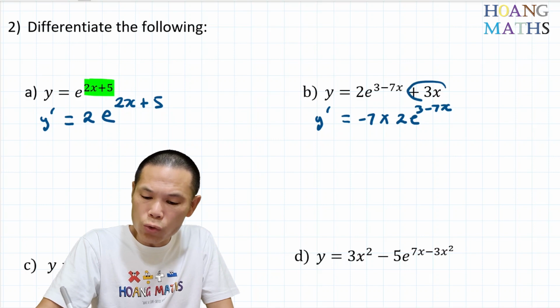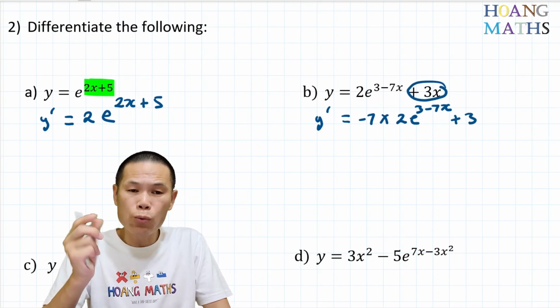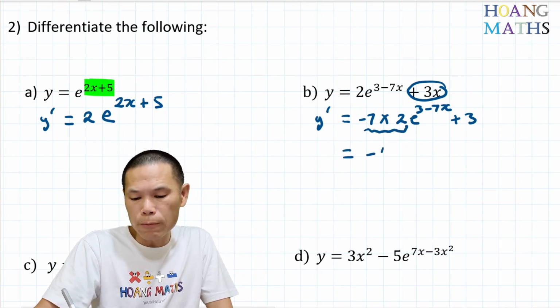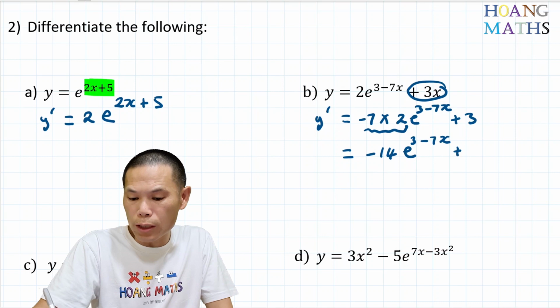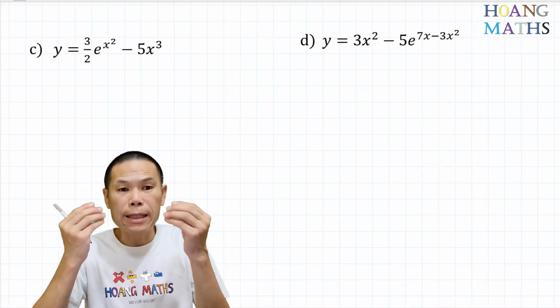And then we differentiate 3x, which gives me 3, so we add 3. And don't forget, we need to simplify. So simplify means negative 7 times 2 gives me negative 14, and then e to the 3 minus 7x. And then the plus 3, we'll just write this down. So there you go. Now part C.